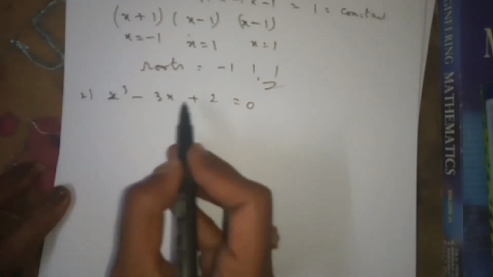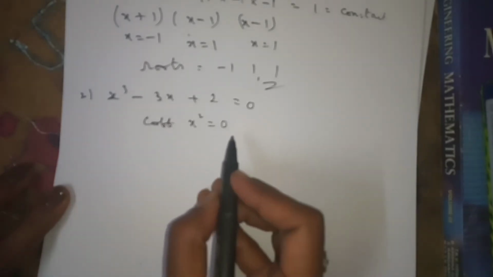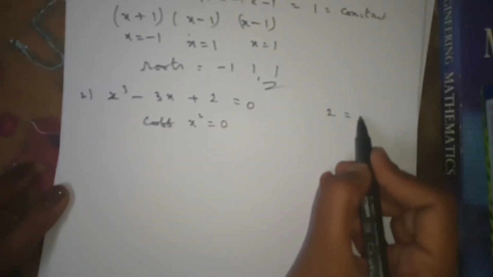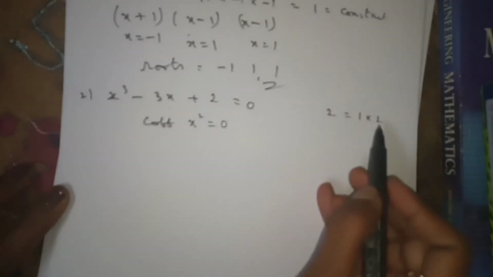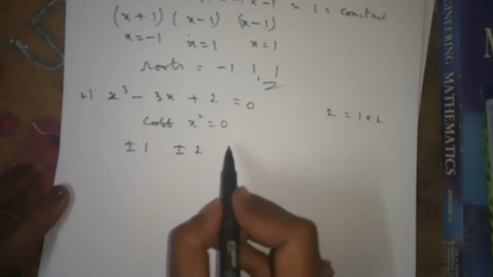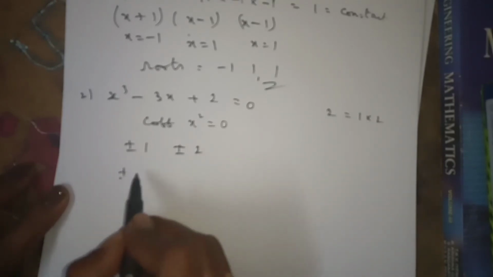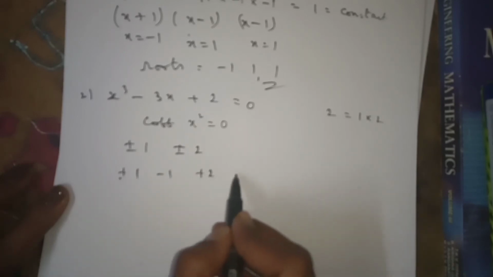x cube minus 3x plus 2. Here the coefficient of x square is 0. Remember, the coefficient of x square is 0. The constant is 2. Factors of 2 are 1 into 2. Plus or minus 1, plus or minus 2. Plus 1, minus 1, plus 2, minus 2.